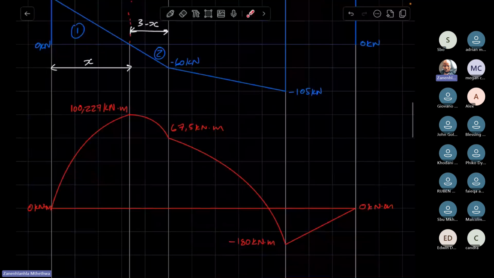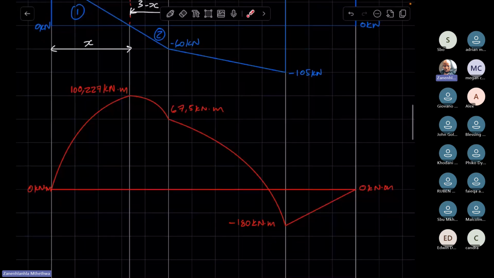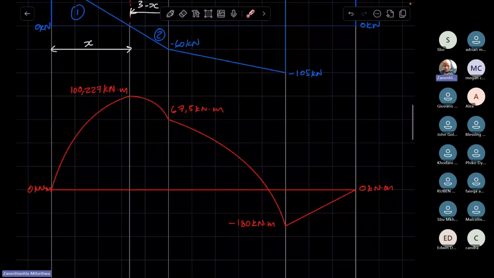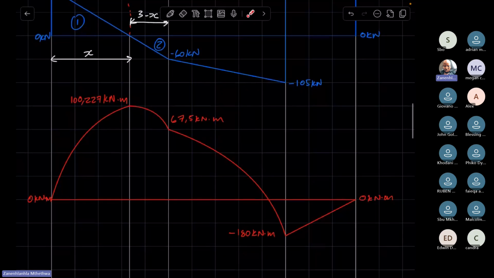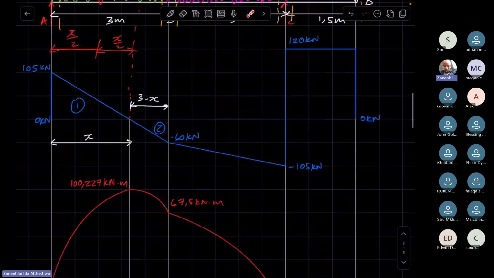Sometimes they will ask you to determine the maximum bending point. But whether or not you've been asked to calculate the maximum bending point, as long as you've been asked to draw the shear force diagram and bending moment diagram, and it just so happens that the shear force diagram crosses over like this, then you have to determine the bending moment at this point, and you have to show it.